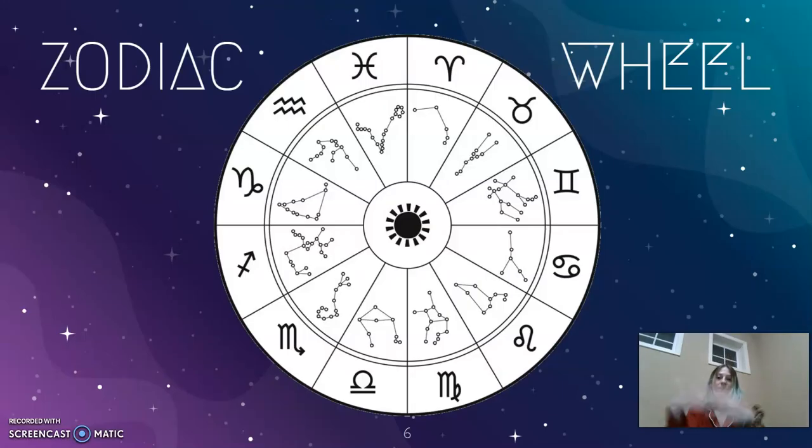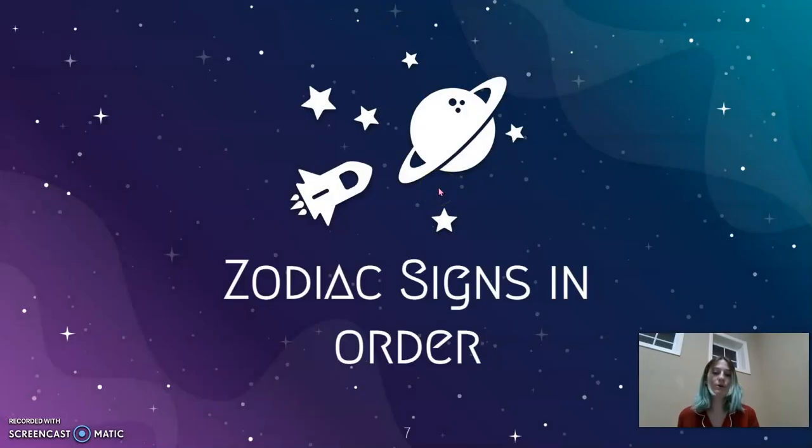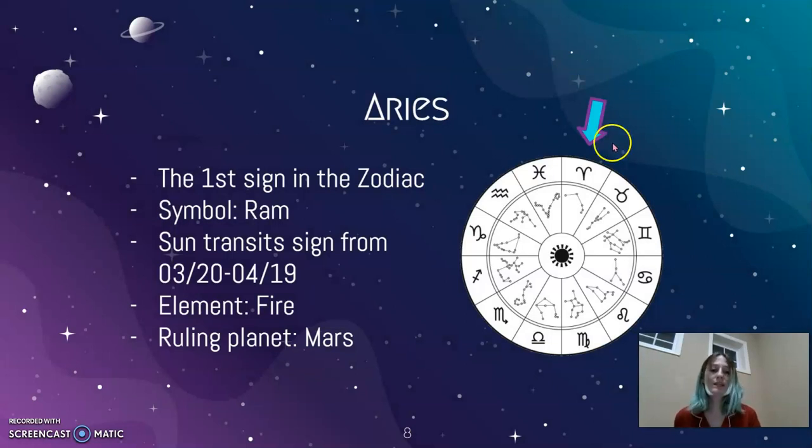So this is what it kind of looks like in the ecliptic. Every slice of pie is a sign, and all of them are in 30 degrees. So that's just kind of how you see it. And then the constellations right here in the middle are for every one. So now I will go through all of the zodiac signs in order. So Aries is right here. It's the first sign in the zodiac. Its symbol is the ram.